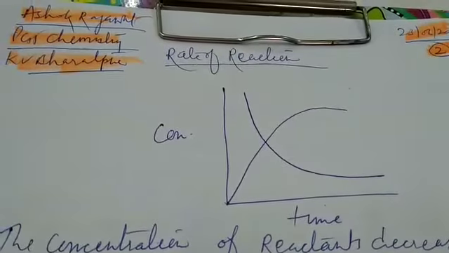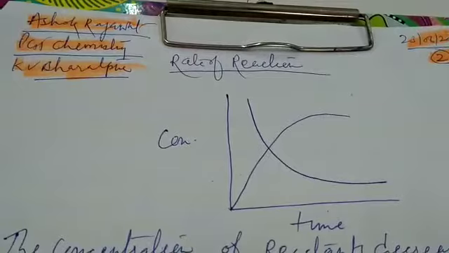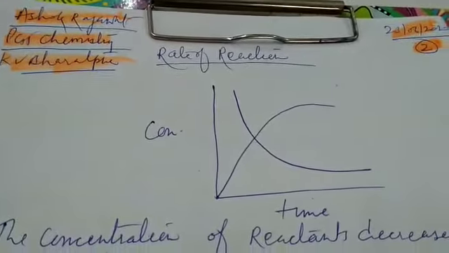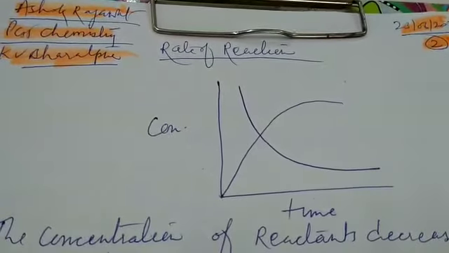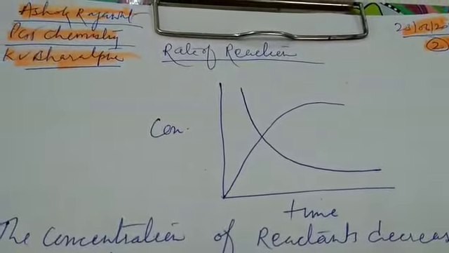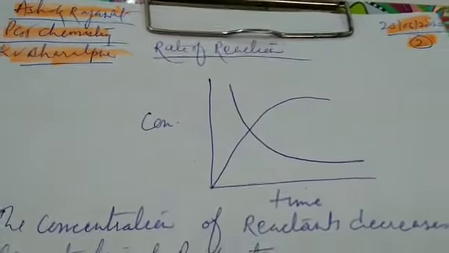Students, in our previous video we discussed the definition of chemical kinetics and the topics we are going to read in this chapter 4, chemical kinetics. Now in this video we will discuss the rate of reaction and how the rate of reaction depends on concentration.